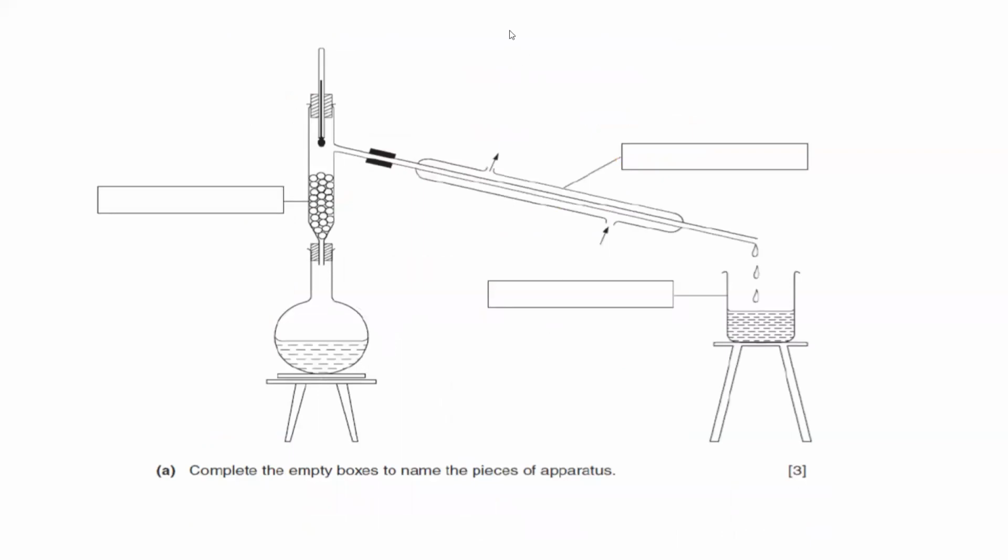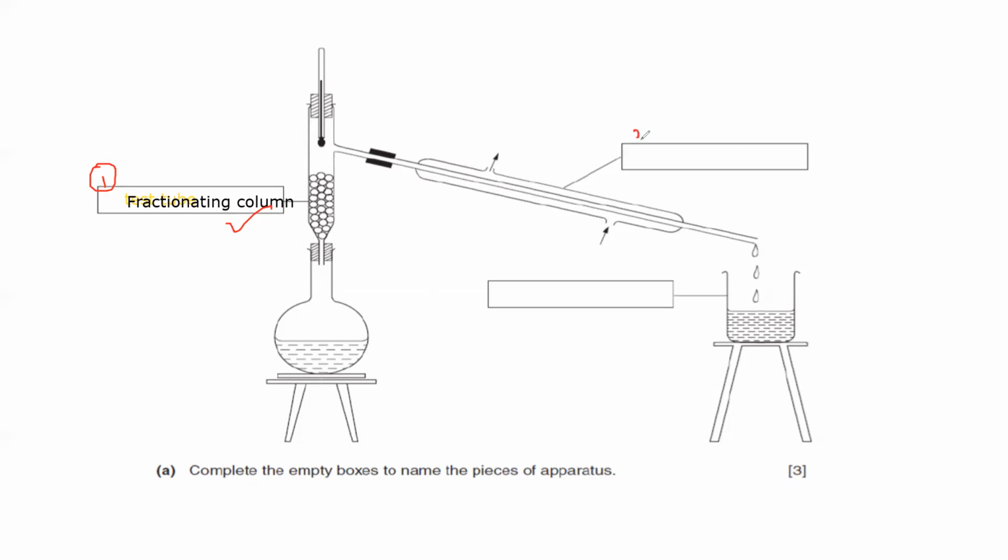Complete the empty boxes to name the pieces of apparatus. So what is this? It's a repetition. So what do we call this part? Just now we labeled it on the slide before this. This is a fractional distillation. Not a test tube. Fractionating column or fractionating tube. It is specifically used to separate two or more miscible substances from each other on the basis of the boiling point. So we call that a fractionating column or fractionating tube.